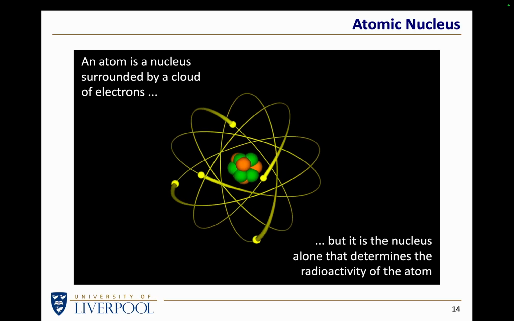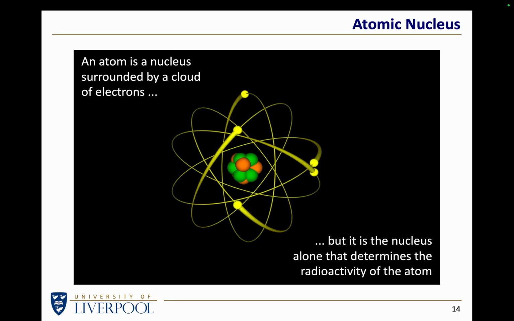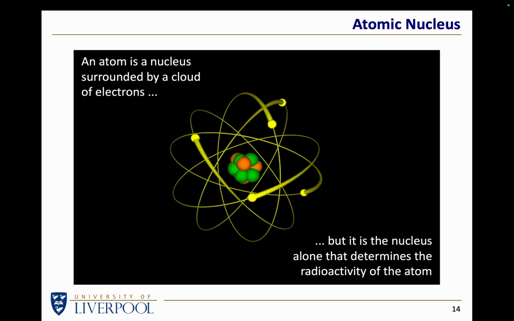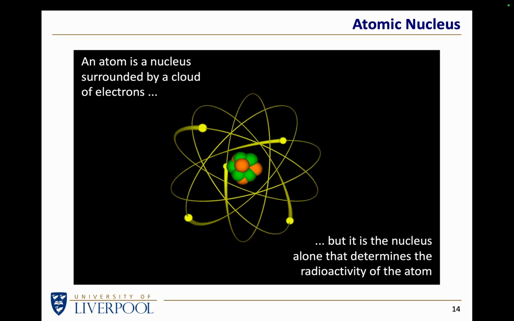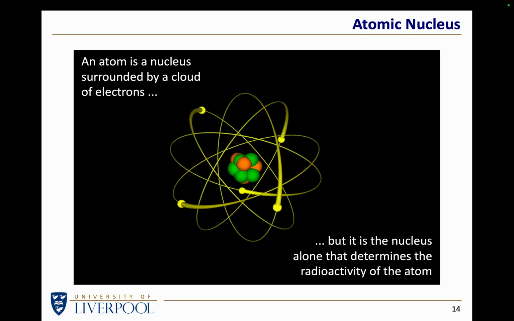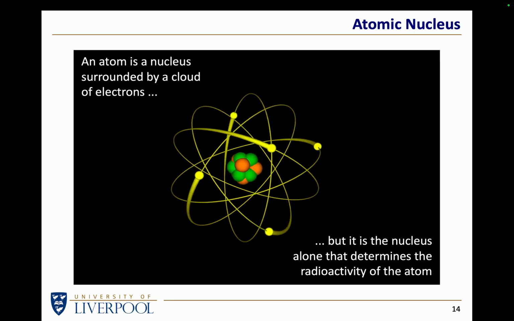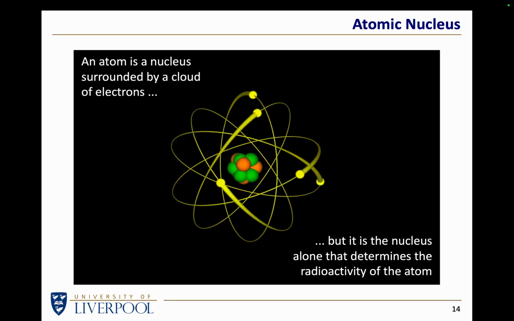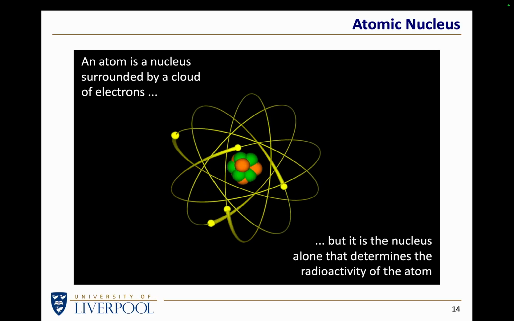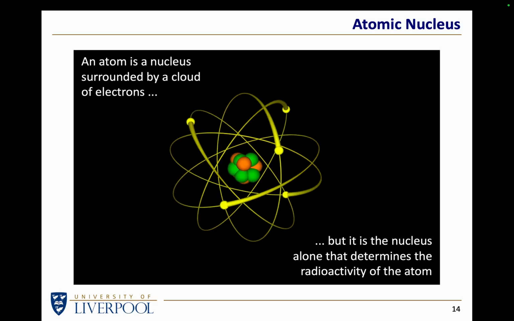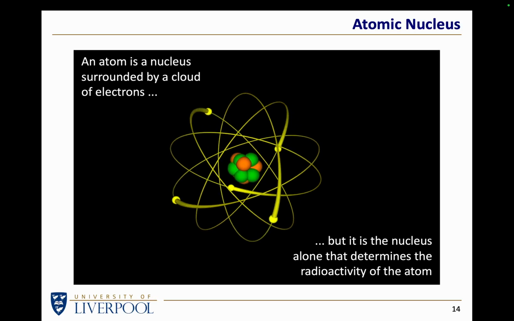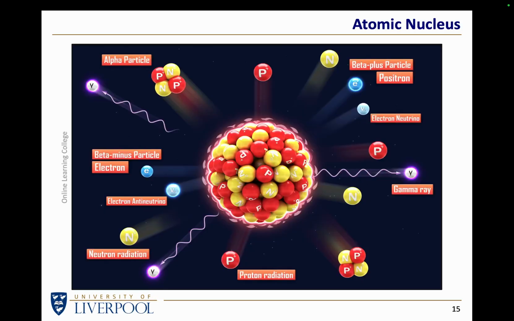Atoms are essentially a positively charged nucleus surrounded by lots of negatively charged electrons buzzing around. And it's the nucleus alone that determines radioactivity. It's nothing whatsoever to do with the electrons buzzing around the nucleus. It doesn't matter how many there are. It doesn't matter if we take all those electrons away. The radioactivity of an element, whether it changes into another one, whether it spits out a subatomic particle, is all a function of that nucleus.